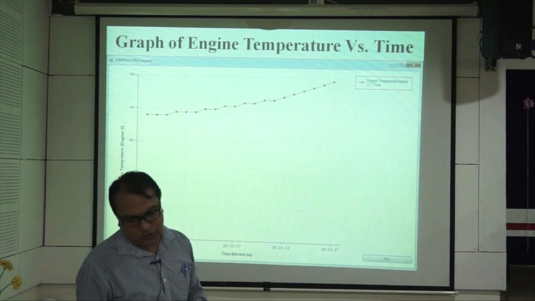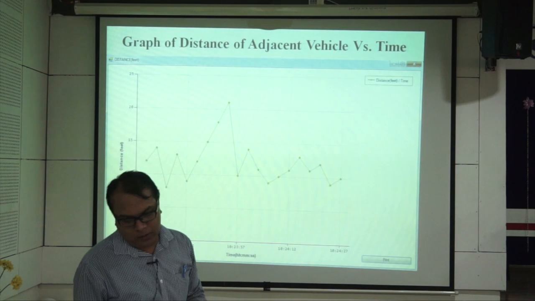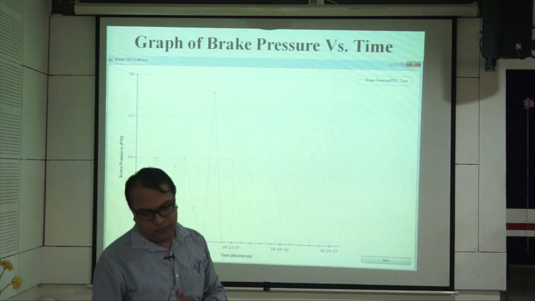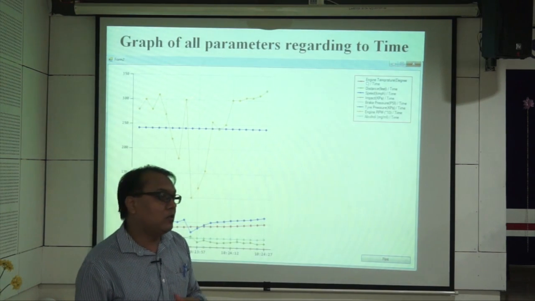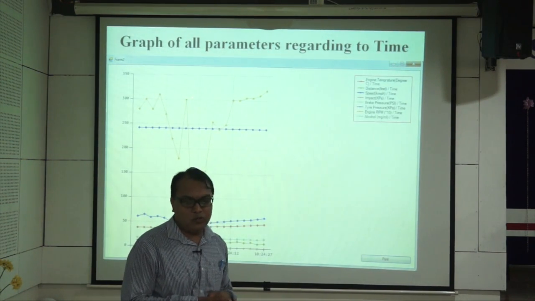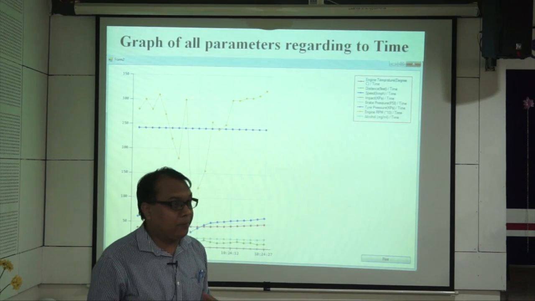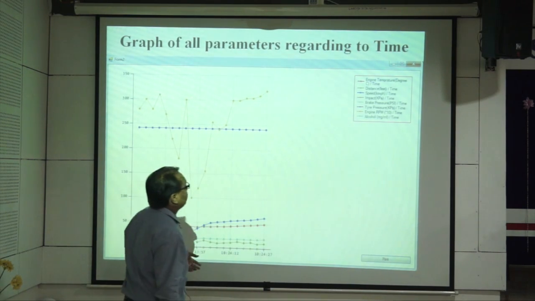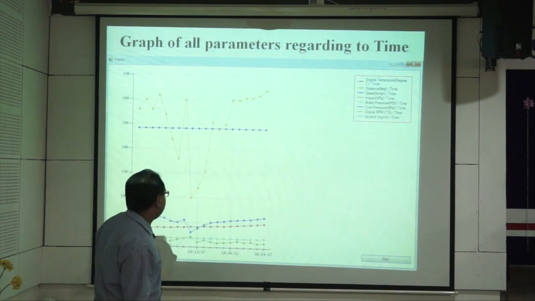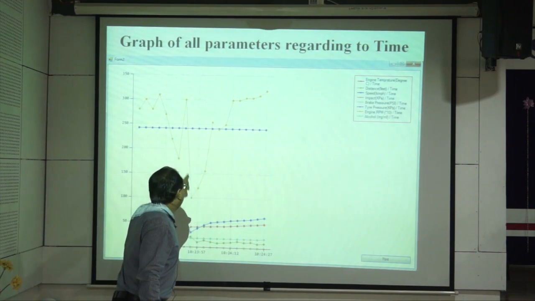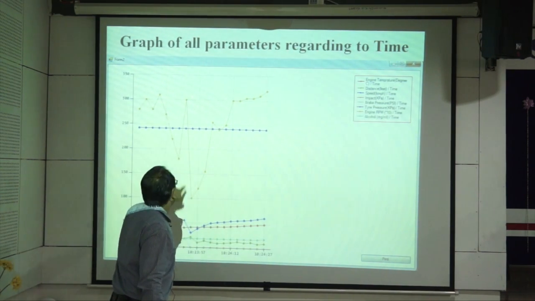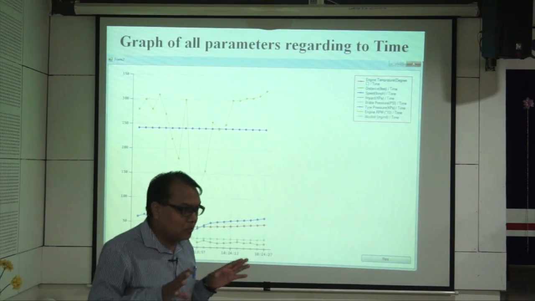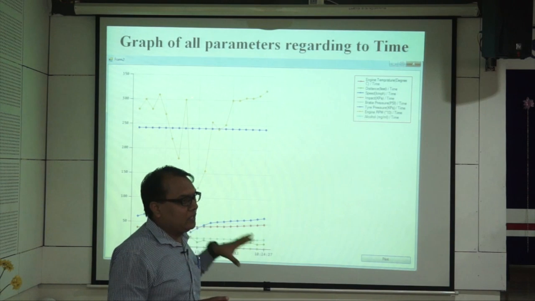This is the graphical representation of engine temperature versus time, adjacent vehicle with respect to time, speed versus time, and brake pressure versus time. All this data is combined in a graphical way in order to analyze whether the accident happened because of these parameters in combination. For example, you can see that the obstacle is detected and the brake is suddenly pressed. Because of this, we can say that the accident happened for this particular reason. This is a combined graph showing the analysis.